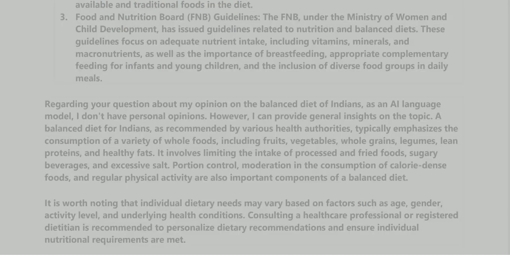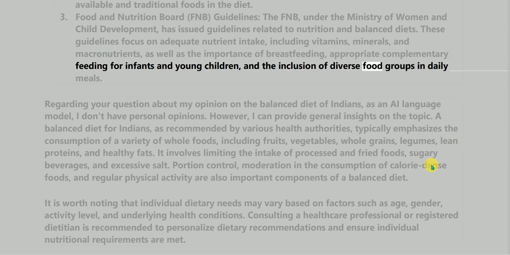3. Food and Nutrition Board, FNB, Guidelines. The FNB, under the Ministry of Women and Child Development, has issued guidelines related to nutrition and balanced diets. These guidelines focus on adequate nutrient intake, including vitamins, minerals, and macronutrients, as well as the importance of breastfeeding, appropriate complementary feeding for infants and young children, and the inclusion of diverse food groups in daily meals.